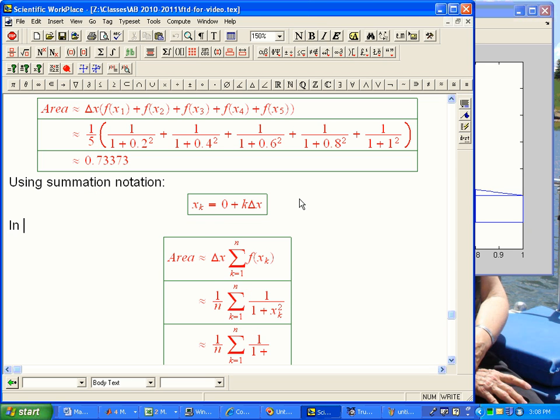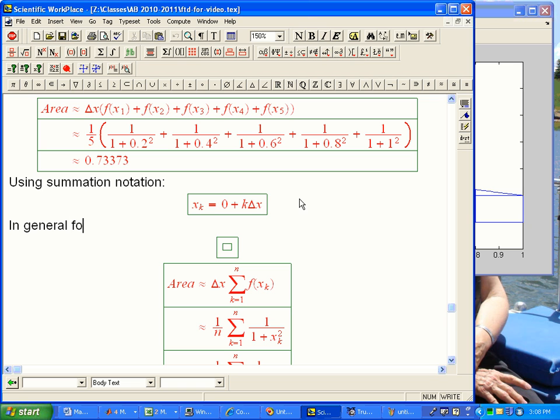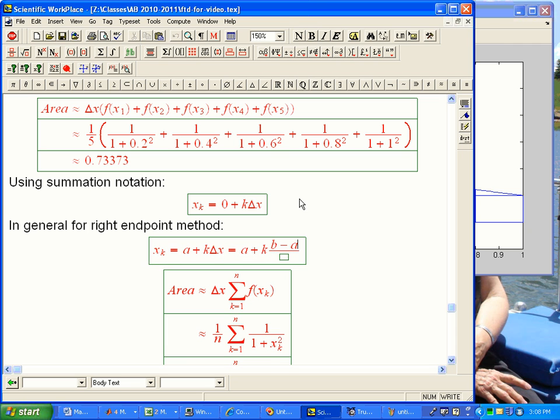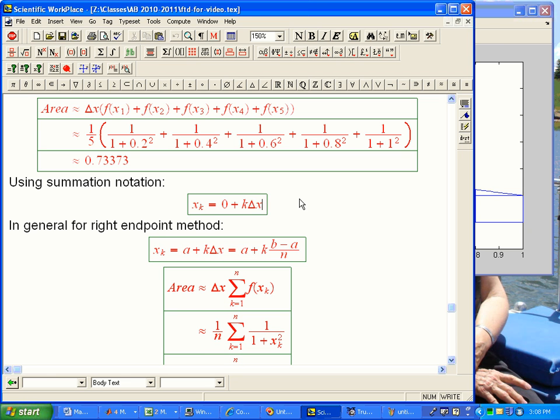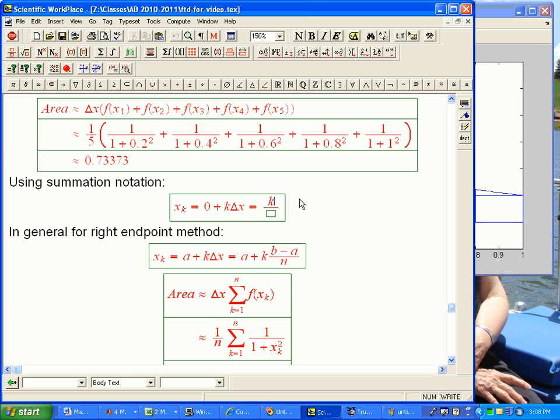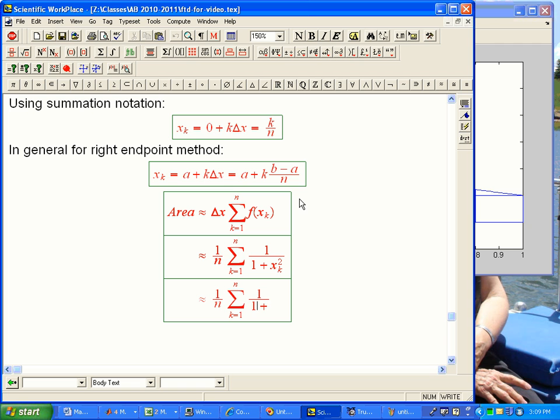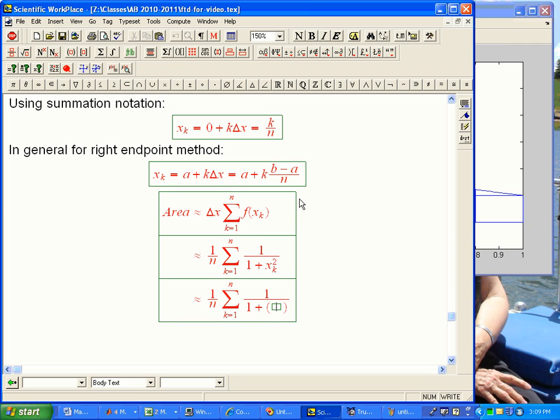In general, for the right endpoint method, the kth right-hand end of the kth subinterval is going to start at a, and then go k steps of delta x. Or if you like it all in terms of a, b, and n, k times b minus a over n. In this example, we know delta x is just 1 over n, and so it's going to be particularly simple, k over n. Okay, so we could actually put in a k over n squared.